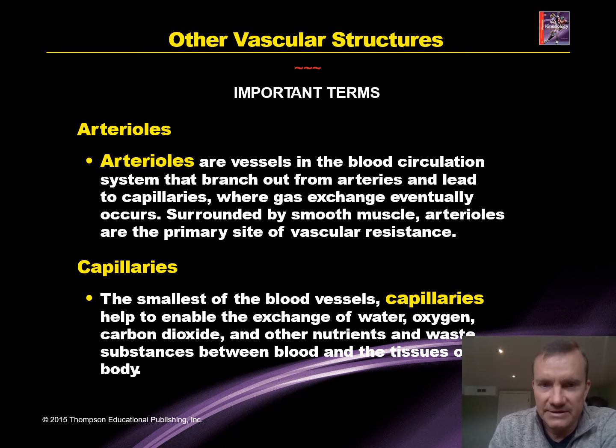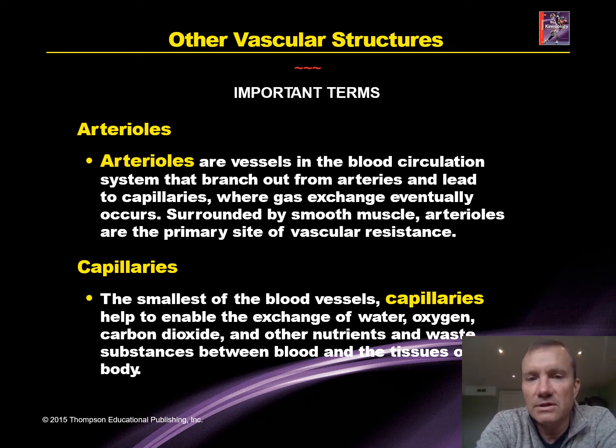Now the second part of the slide: capillaries are the smallest of the blood vessels. They're tiny, and they enable the exchange of water, oxygen, carbon dioxide, and other nutrients and waste substances between the blood and the tissues of the body. So all of the exchange between oxygen, carbon dioxide, and nutrients happens at the capillary level. The capillaries are one of your most important vascular structures.